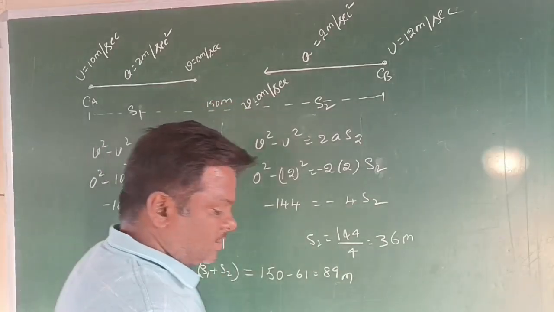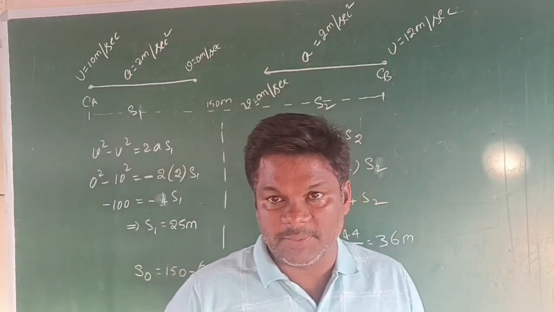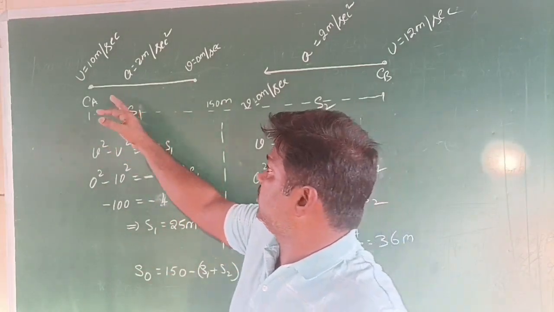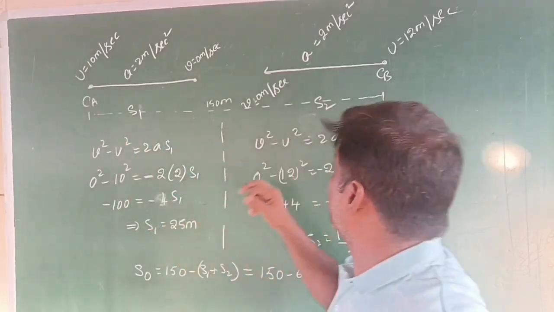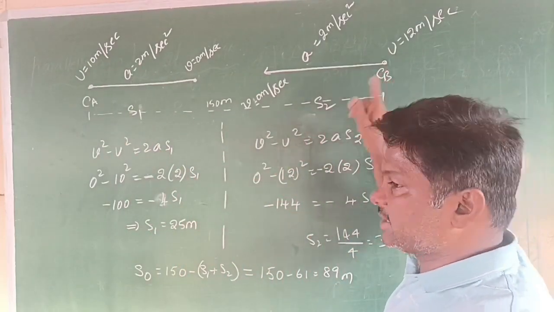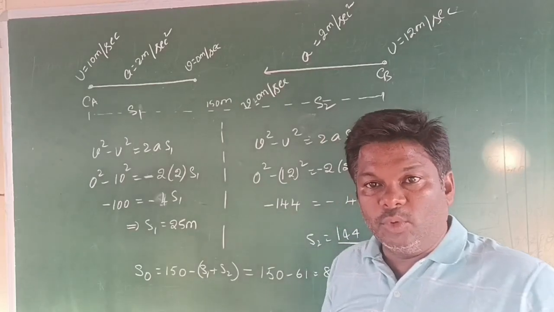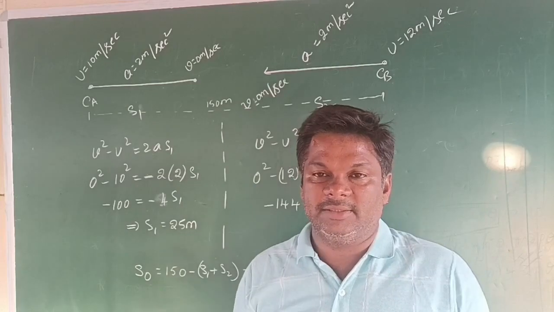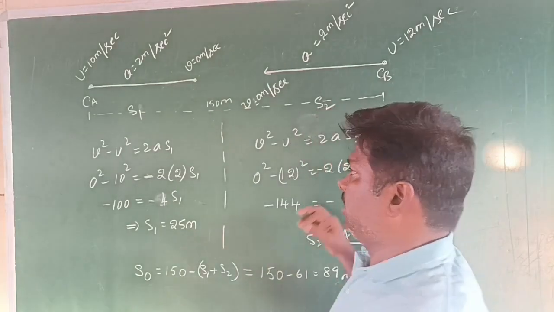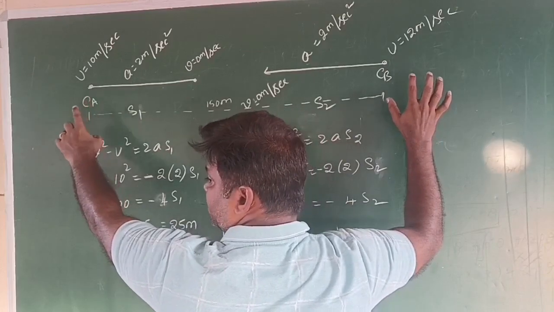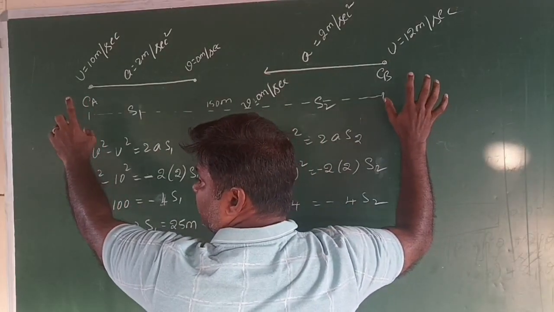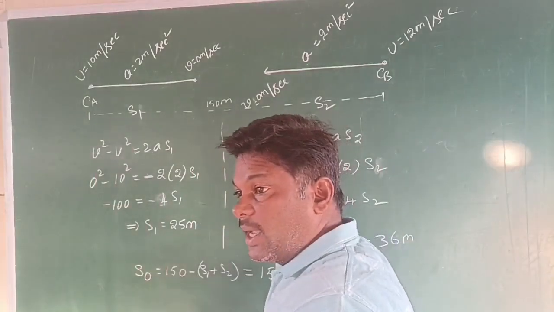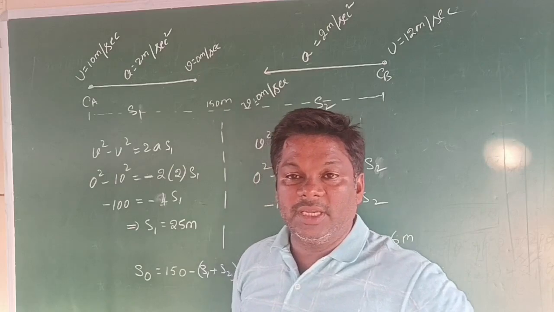They are in journey, the first with velocity 10 meters per second, and the second one with velocity 12 meters per second. Then what happened? Both drivers applied brakes simultaneously when they are maintaining the 150 meters distance.